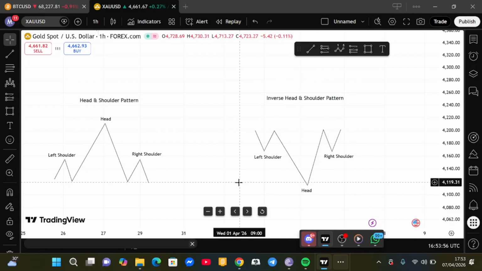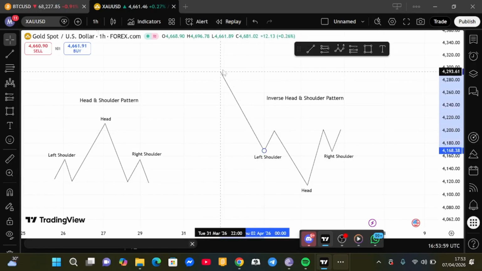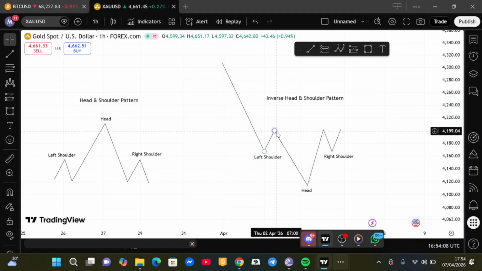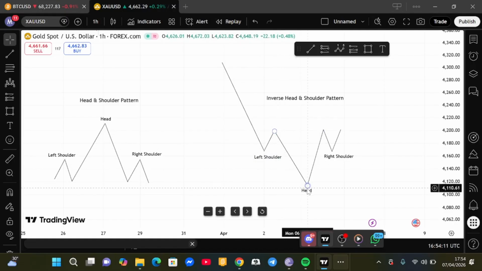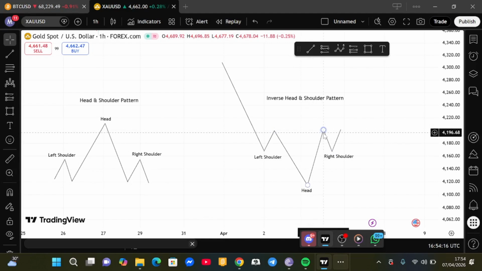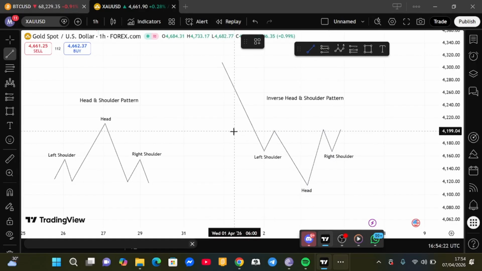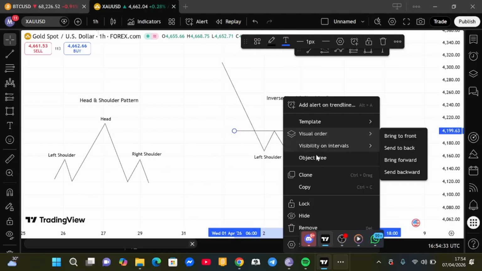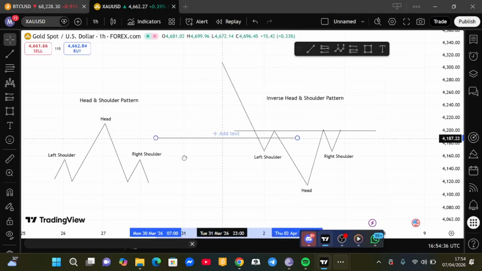So you will normally see this form most times, for instance, when the market is on a downward trend, and then it forms the left shoulder, it goes down, it pulls back and forms the head, then you get a move to the top, it forms a right shoulder. Now this point is what we call the neckline. This is the neckline, and this is your neckline.